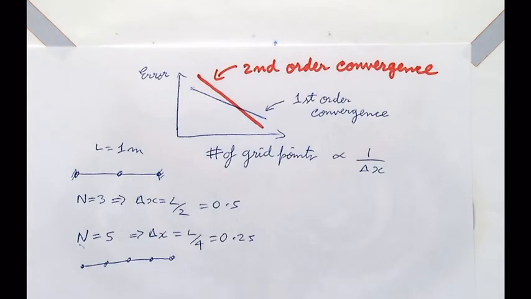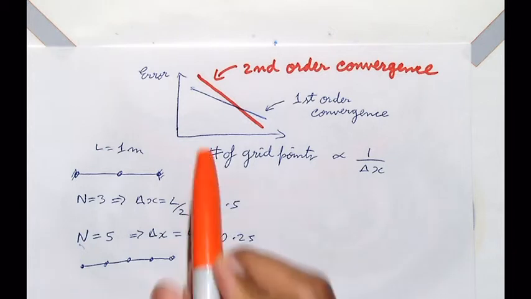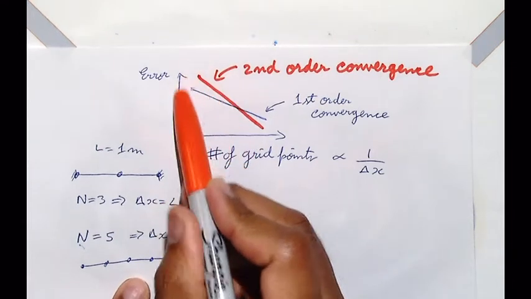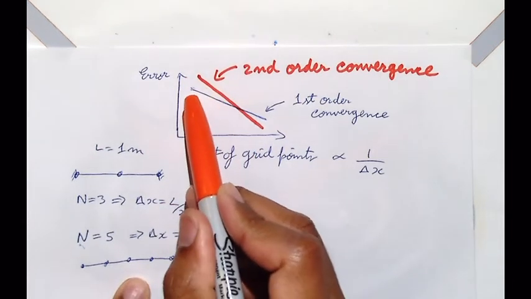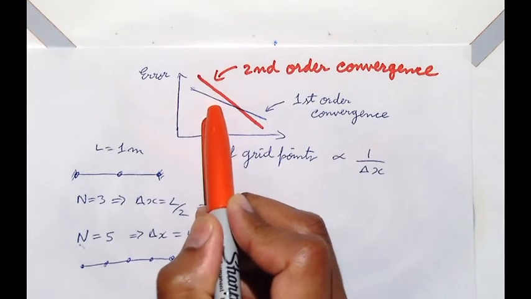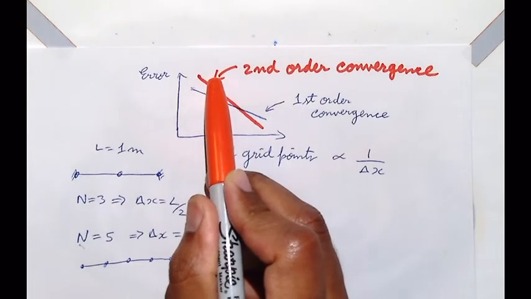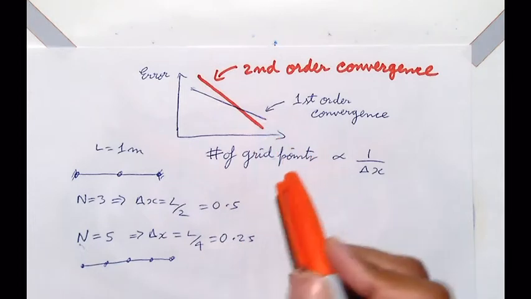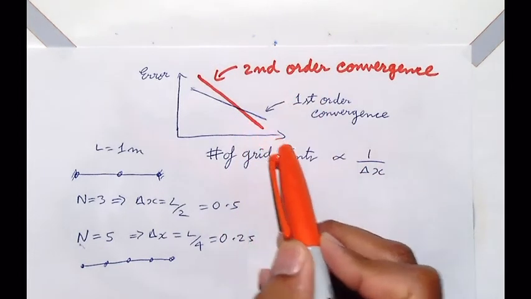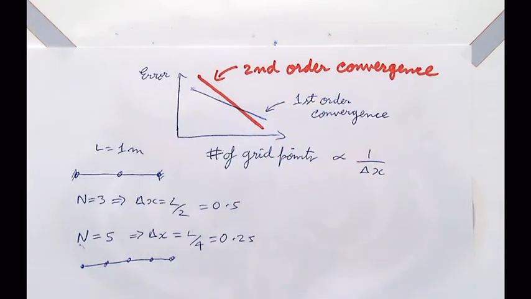In the beginning, the error of the first order is smaller than that of the second order. Exactly. If you look over here, in this region, the first order error, the absolute error, is actually smaller than the second order error. But at some point, the second order will become better. So this is the only thing that order of accuracy means.